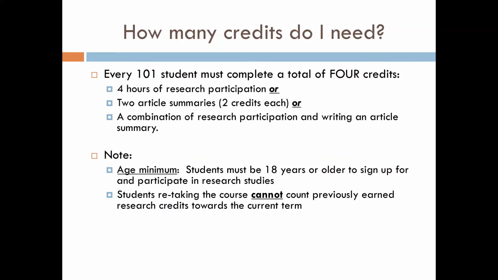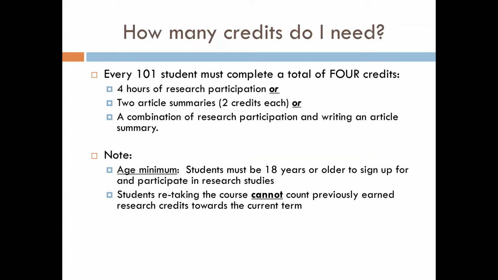Now, it is important to note that you must be 18 years of age in order to participate in research studies. If you are not 18 years of age, you would need to stick to the second option, completing 2 article summaries, in order to complete the research requirement. If you are going to turn 18 in the middle of the semester, you do have the option to wait until that time to begin participation.